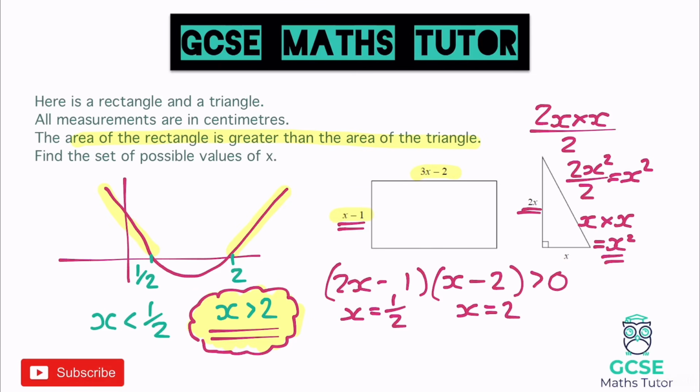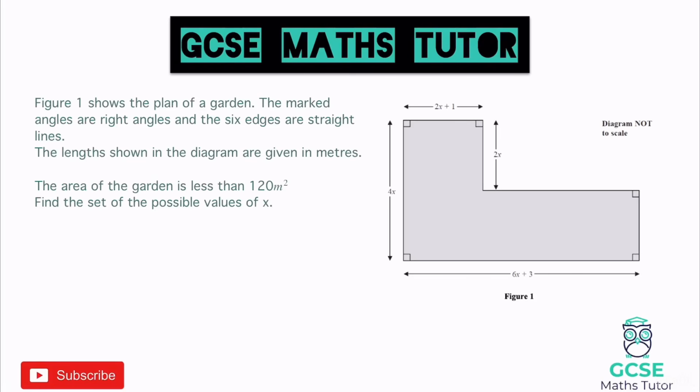And here it is. Right, okay, so on to our last question. Now this says the figure shows a plan of a garden and the marked angles are right angles and the 6 edges are straight lines, and the lengths shown in the diagram are given in metres. It says the area of the garden is less than 120 metres squared. Find the set of possible values of x. Now this is quite a tricky question, and I'll explain a little bit more about that at the end, but we do have to think about working out the area here, so we need to split this shape up.